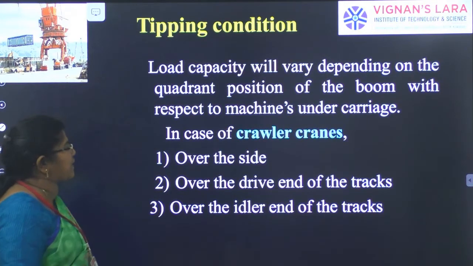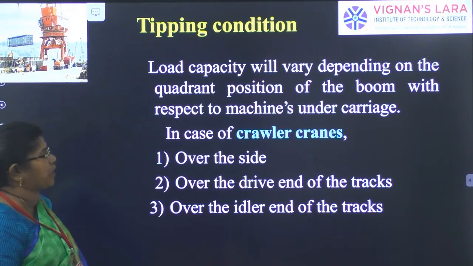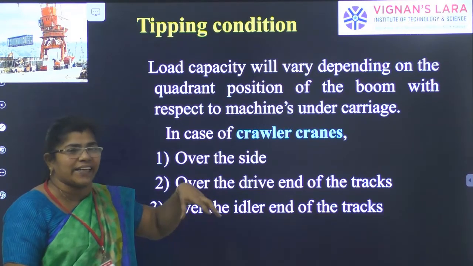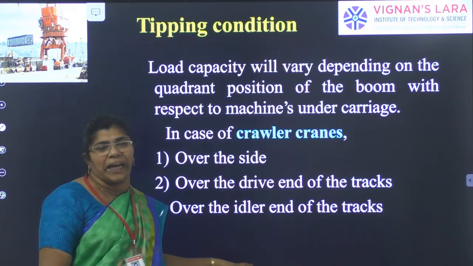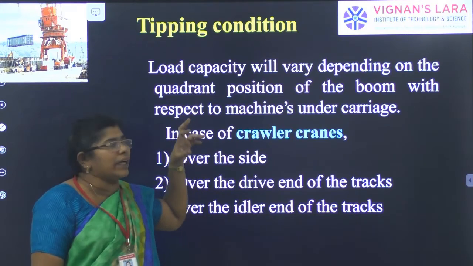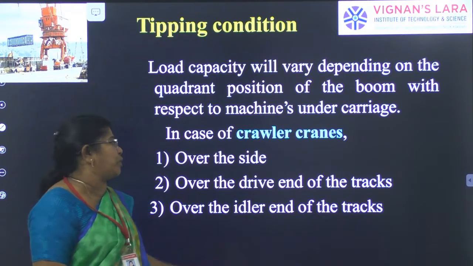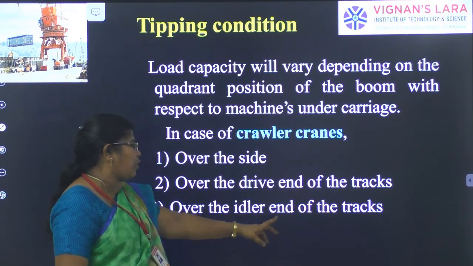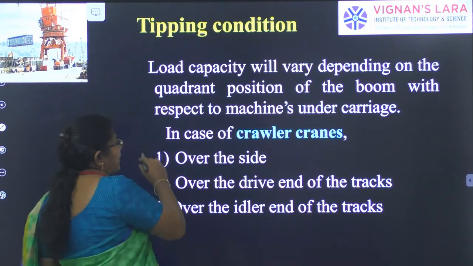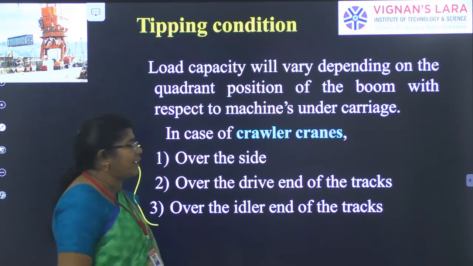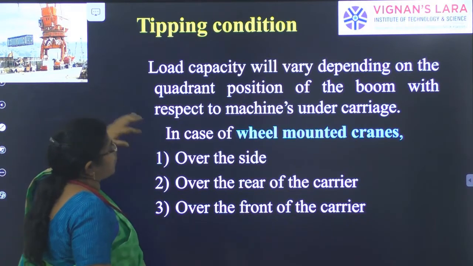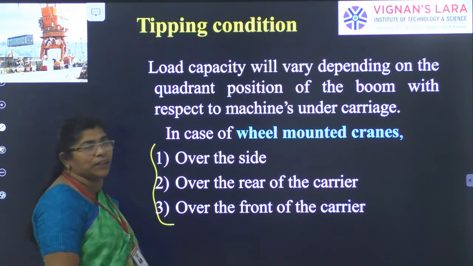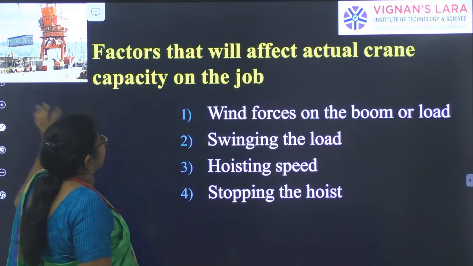The load capacity depends upon the quadrant position of the boom with respect to the machine's undercarriage. How much weight is taken, how much radius and how much height it has to take, everything depends upon the tipping load. In crawler cranes, the positions to take care of are over the side, over the drive end of the tracks, and over the idler end of the tracks. For a wheel mounted crane, they are over the sides, over the rear of the carrier, and over the front of the carrier.